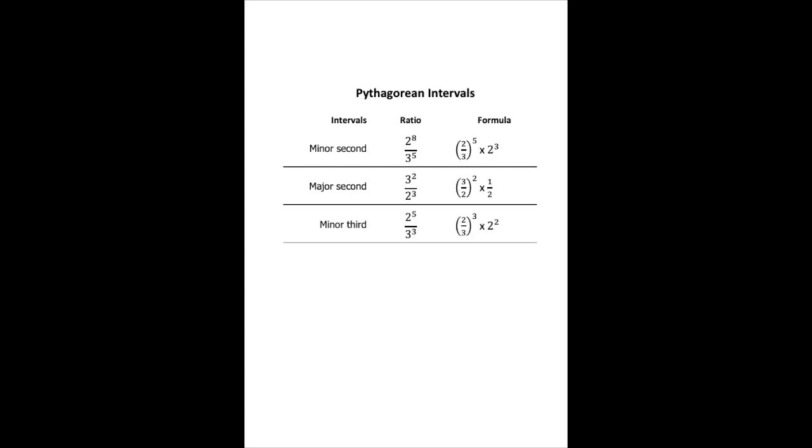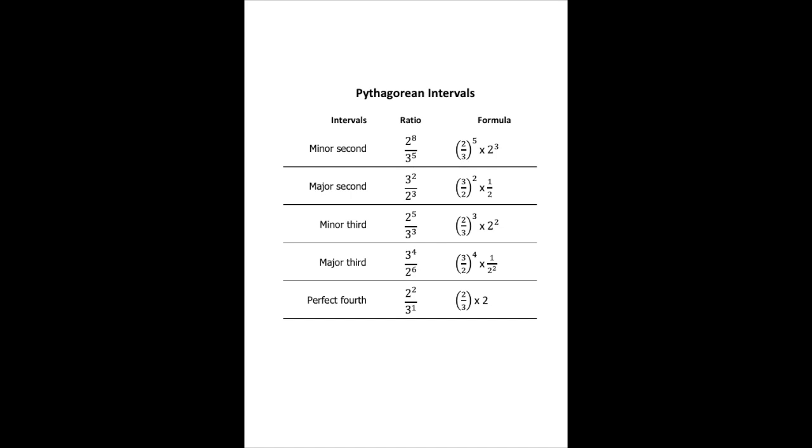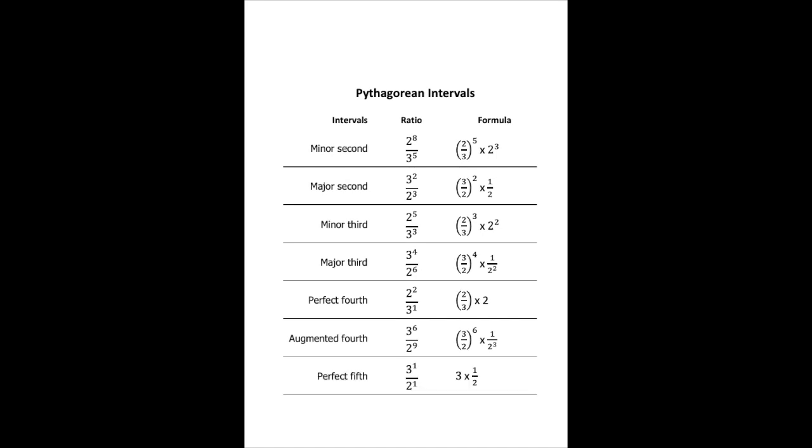The minor third, 2 to the power of 5 over 3 to the power of 3. The major third, 3 to the power of 4 over 2 to the power of 6. The perfect fourth, 2 to the power of 2 over 3 to the power of 1. The augmented fourth, 3 to the power of 6 over 2 to the power of 9. And the perfect fifth, basically 3 over 2.